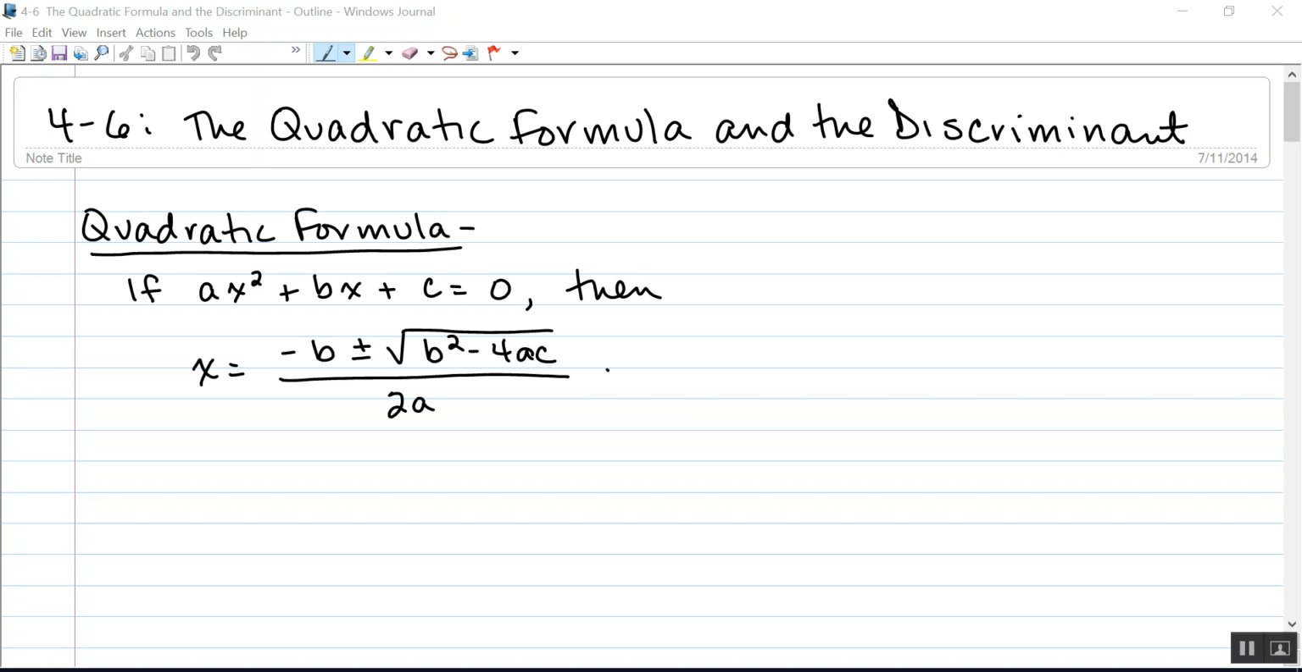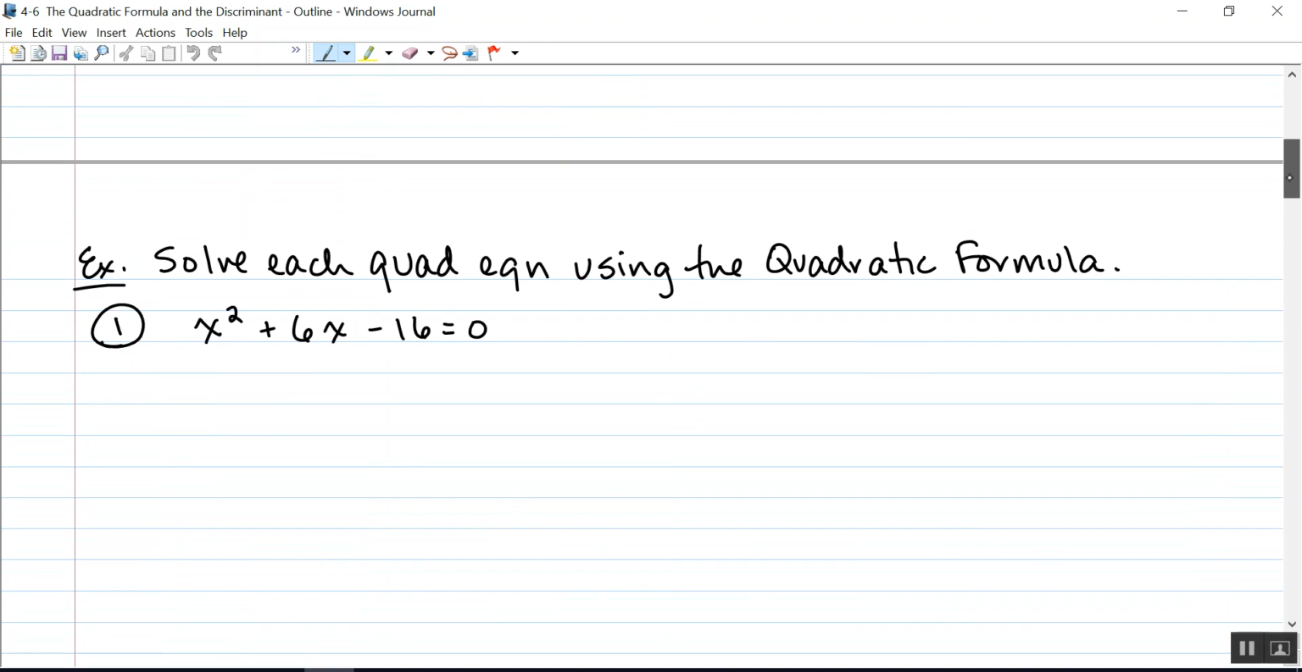Section 4.6 is on the quadratic formula and discriminant. Given the quadratic equation ax squared plus bx plus c equals 0, then x is equal to negative b plus or minus the square root of b squared minus 4ac, all divided by 2a. Let's take a look at how this works.